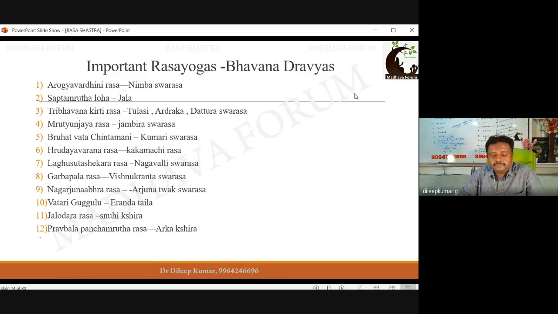Reference is Yogaratnakara, Gulmadikar. So indications: Udara, Amla Pitta, Pliha Vikara, Atisara, Grahani.